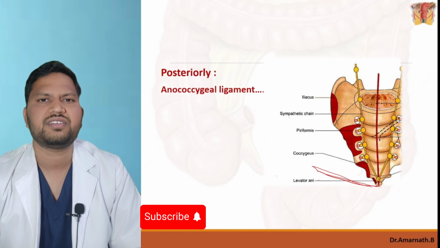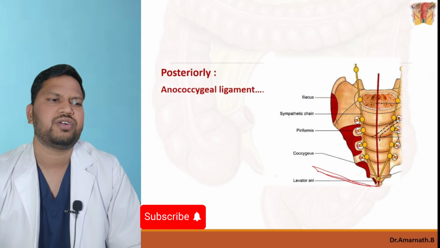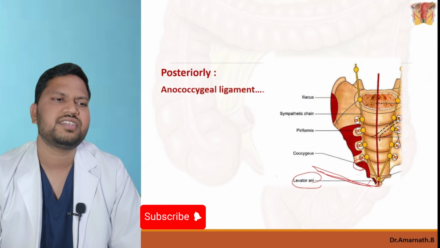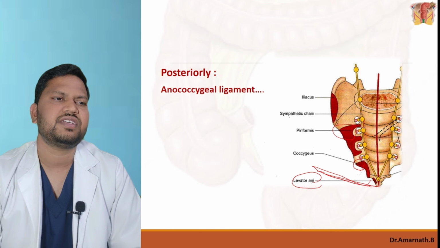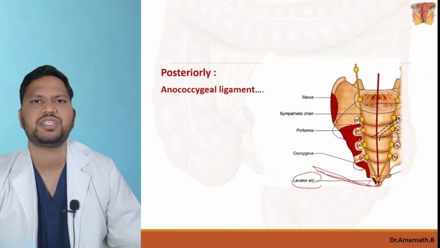That is the anococcygeal ligament. So the anococcygeal ligament is there, levator ani is there, and coccygeus, piriformis, and along with these things, the sympathetic chain of the sacral vertebrae is also present posteriorly.